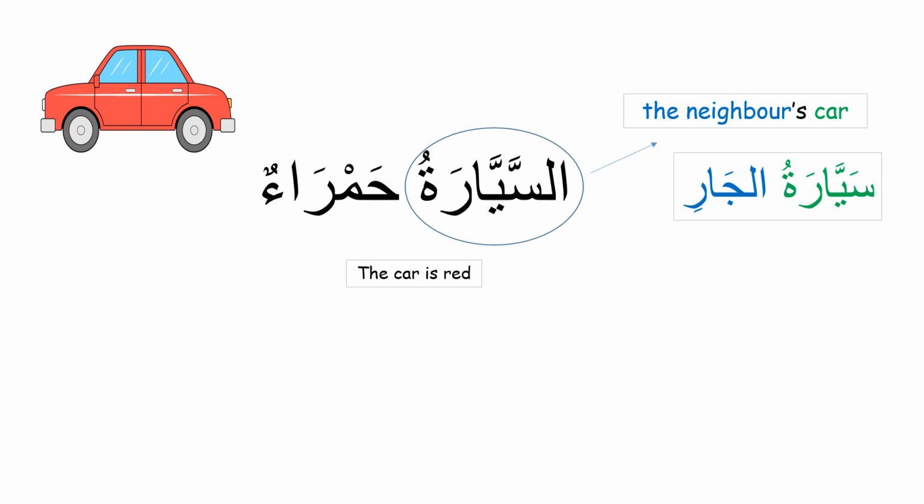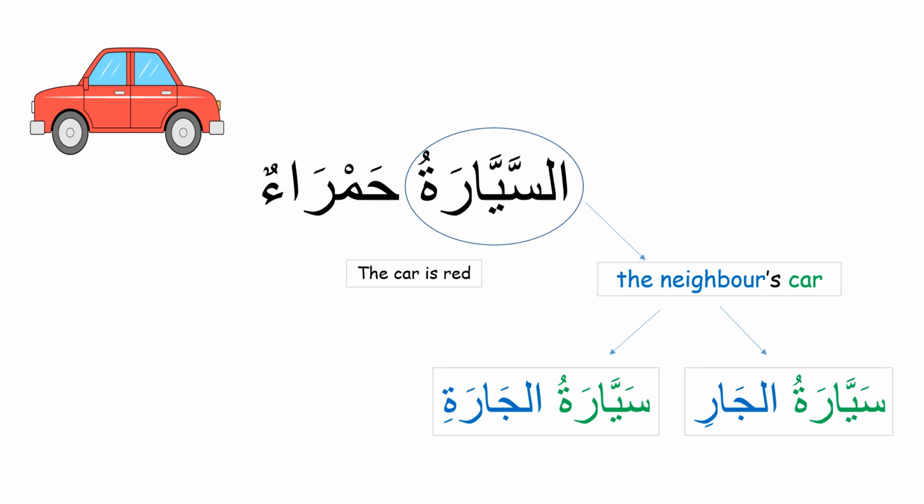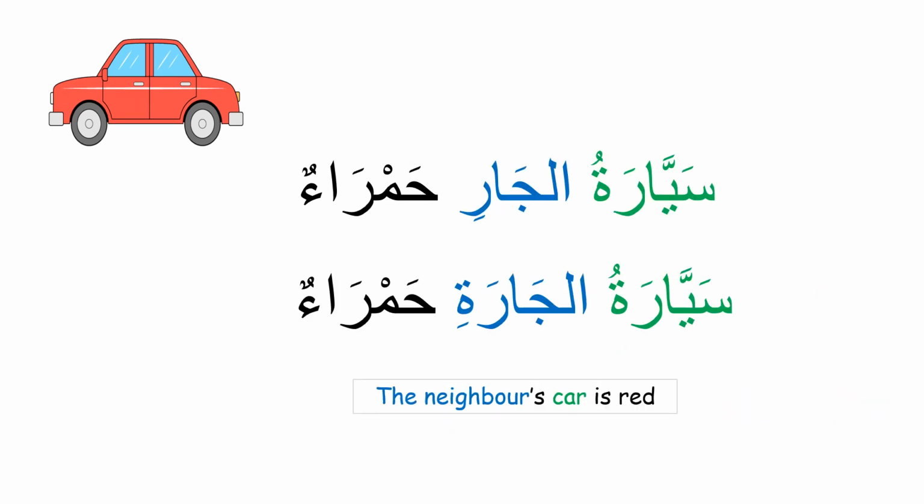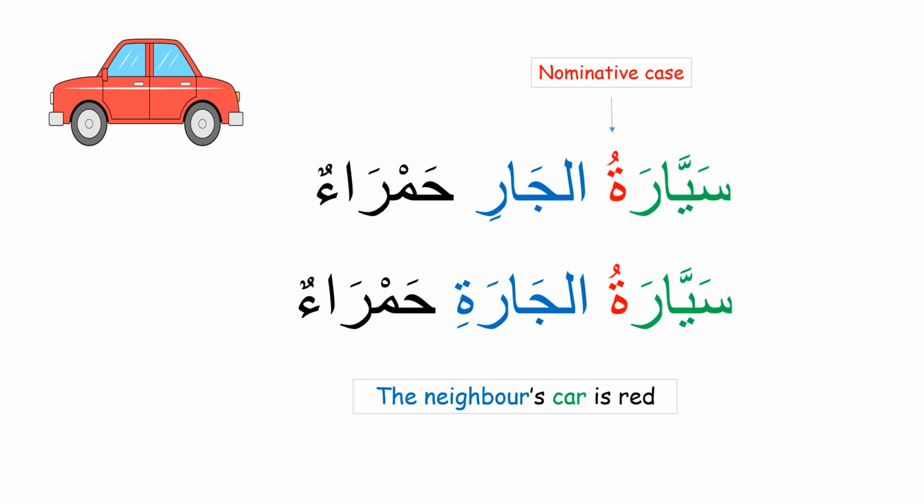And here, if you want to take an extra step, the neighbor in Arabic could either be a feminine or a masculine noun. So we can say سيارة الجار if the neighbor is a man, or سيارة الجارة if the neighbor is a woman. Accordingly, the whole sentence will be سيارة الجار حمراء or سيارة الجارة حمراء. Couldn't be easier. Again, even though we inserted our إضافة construction into a sentence, المضاف kept its nominative case.